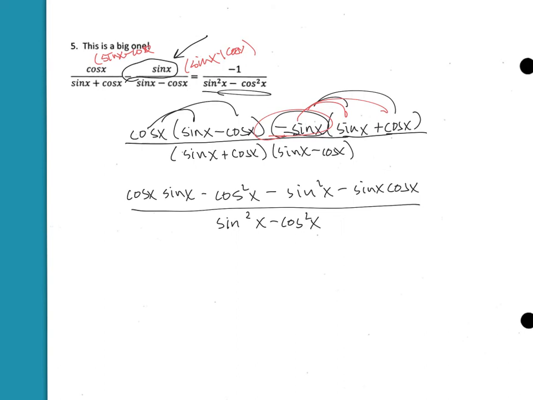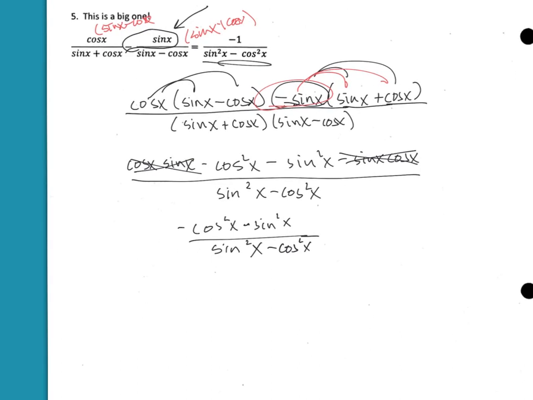Let's go back to the numerator. Looks like we have a negative sine x cosine x and a positive sine x cosine x. So what we have left is negative cosine squared x minus sine squared x over this. Now the denominator is good. The denominator is the goal, but the numerator is not. We don't like it when there's negatives. So, right, the Pythagorean identity is positive. So I'm going to factor out that negative sign because they both have it. And you get cosine squared x plus sine squared x. And the denominator, of course, is the same.